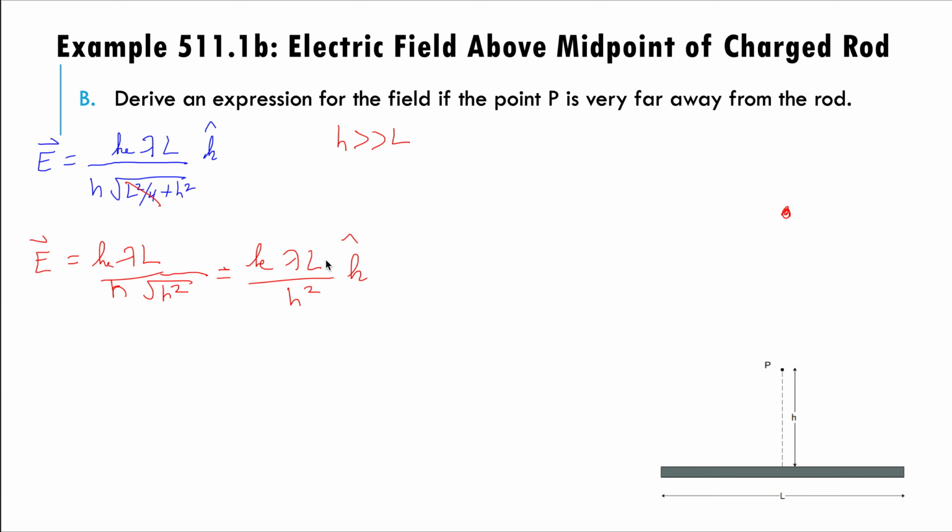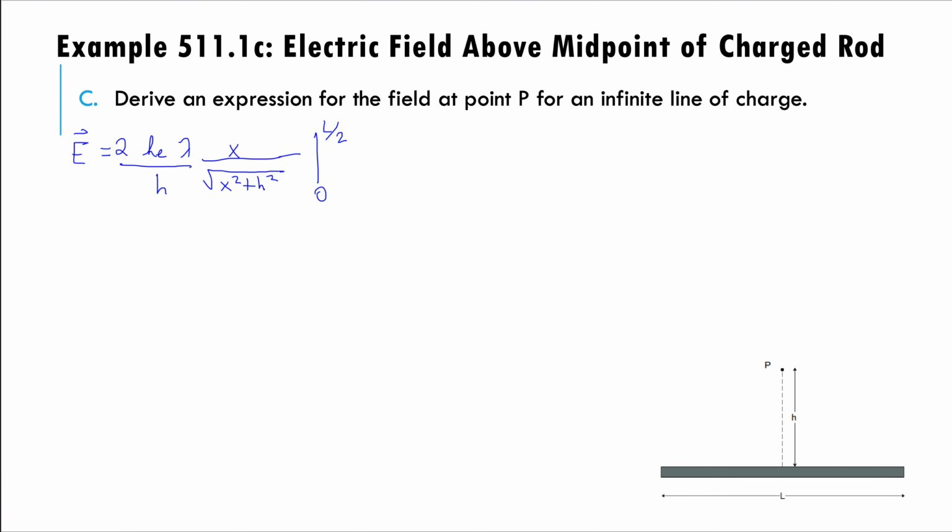So what is significant about this is, first of all, if you see lambda times L, you know that this is equal to charge, Q. So the field, when you're very far away from this segment, looks like kQ over r squared. It looks like the field from a point charge, which is what we would expect when we're very far away from that rod. And lastly, let's look at part C.